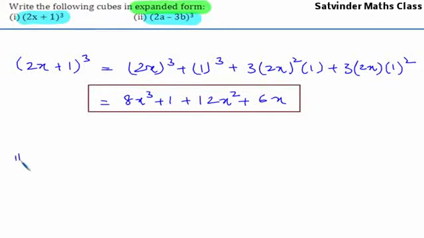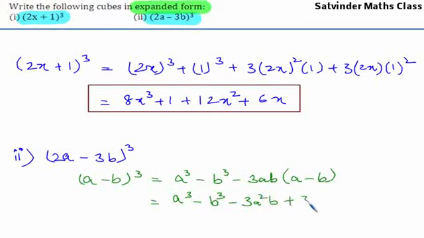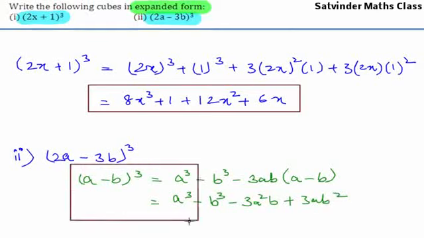Now let us take up the second expansion, which is (2a − 3b) whole cube. Again, to expand this, let us take the help of the identity that says (a − b) whole cube is equal to a cube minus b cube minus 3ab into (a − b). This can also be written in its simplified form as a cube minus b cube minus 3a square b plus 3ab square. Once again, this is an important identity that you will have to remember.